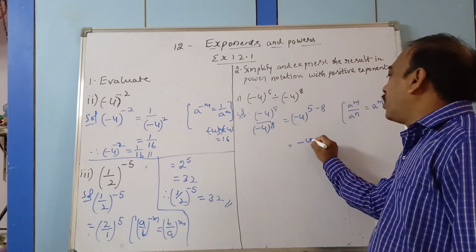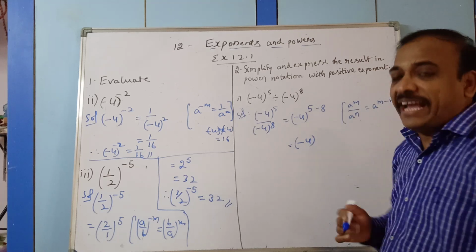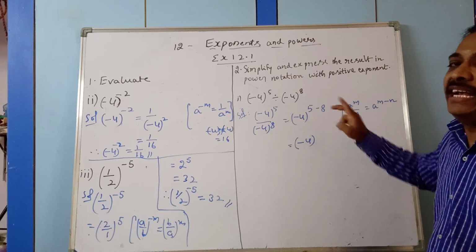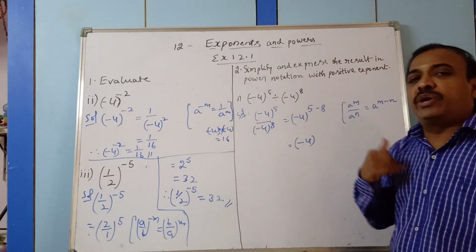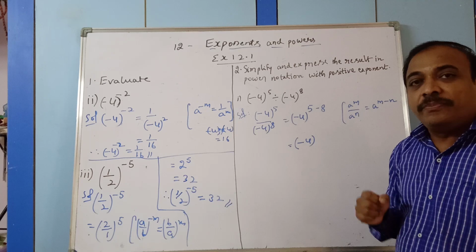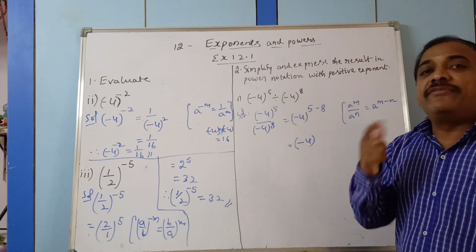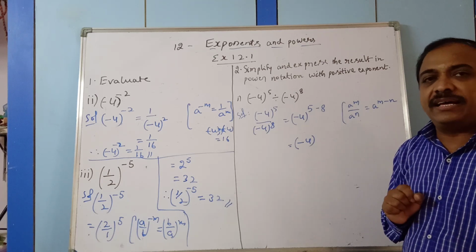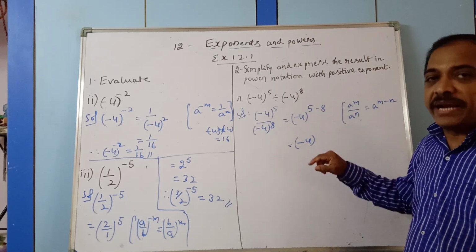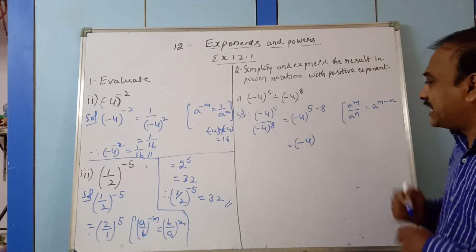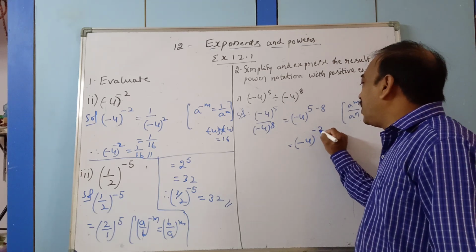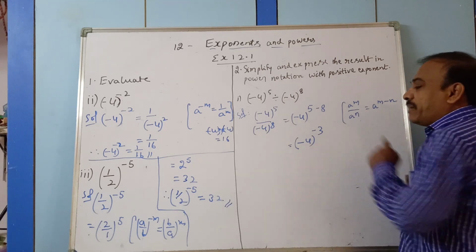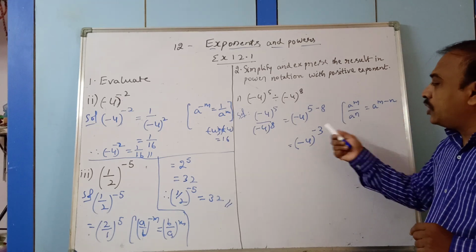Now (minus 4) whole to the power 5 minus 8, integer operation. It has a plus sign, and now 5 minus 8. One is plus, one is minus. When you get two different signs, what do you do? Exactly, we take the difference: ignore the signs, subtract and keep the bigger number's sign for the result. Tell me the answer now. So it is 4 to the power minus 3. But here we have (minus 4) whole to the power minus 3.